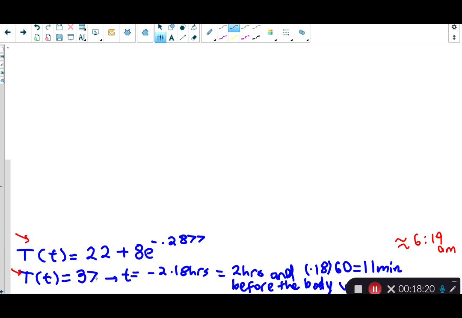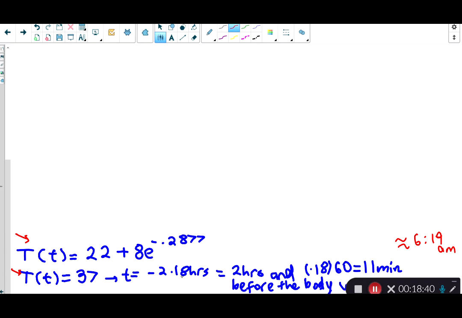If you solve the given problem, we want to know when the object was equal to 37 degrees Celsius, so you set the whole thing equal to 37 and solve for t. You will get approximately negative 2.18 hours. Since the given time was in hours, our result is in terms of hours. Negative means 2.18 hours prior to the body being found. That's when the time of death was.